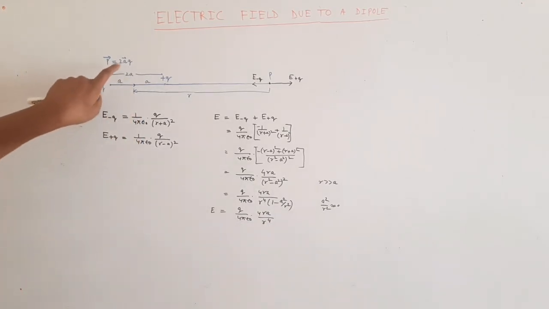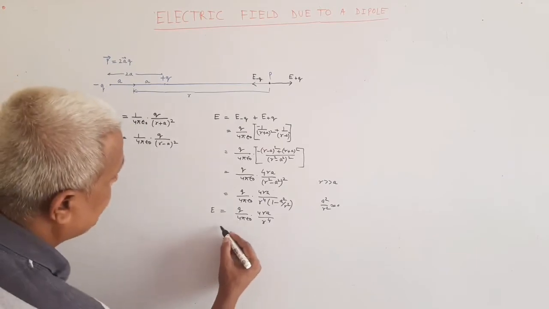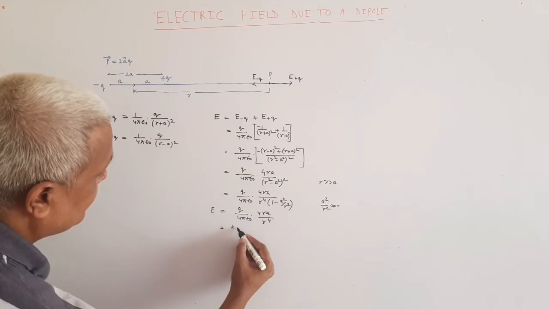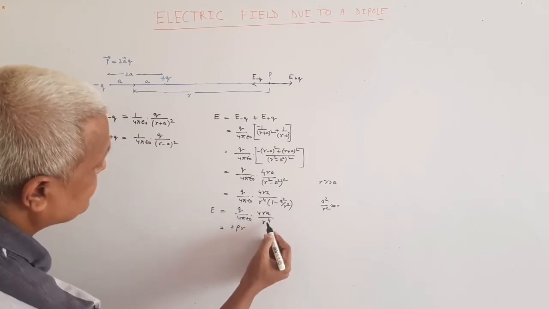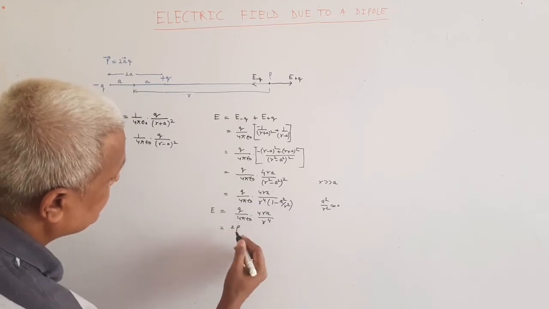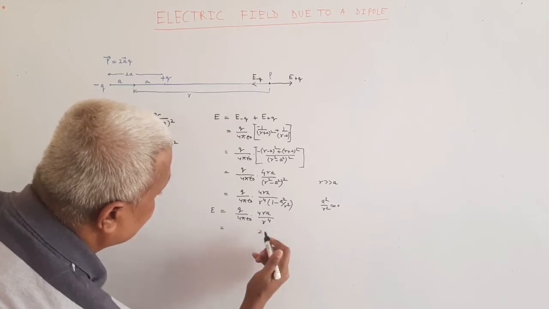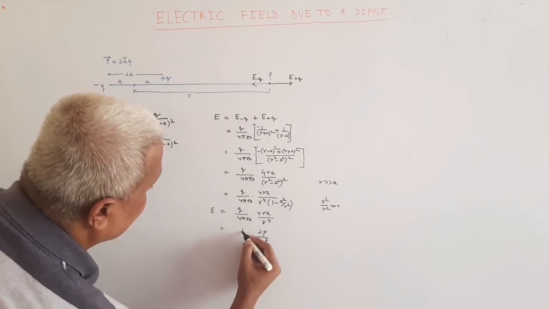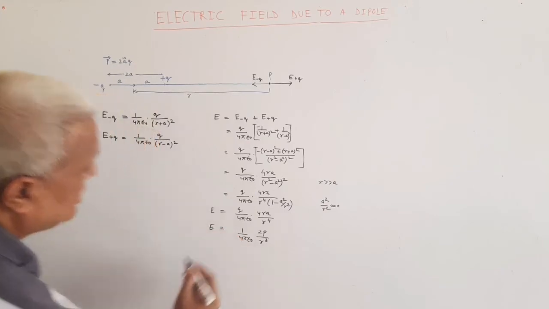Now just look at this 2AQ. So 2AQ will be our dipole moment, that we can write as P. So here 2 means then you have 2PR, and this R will cancel this R, so I cancel this, and better I write here 2P upon R cubed, and here we have 1 upon 4 pi epsilon naught, E.